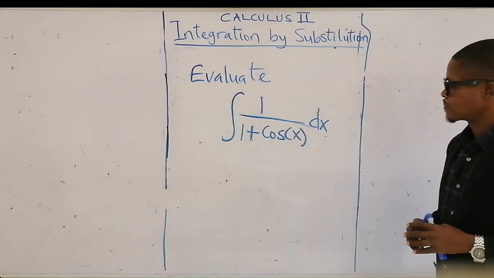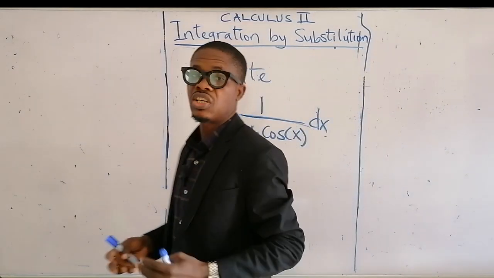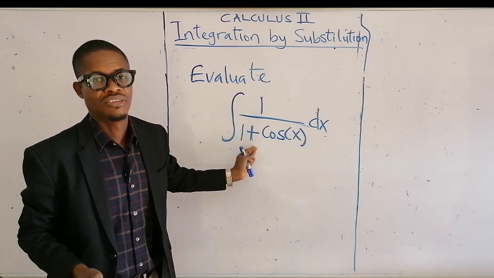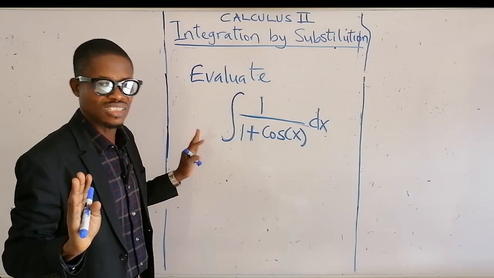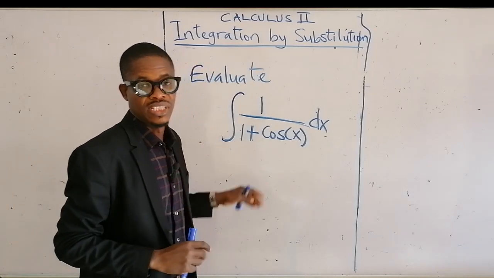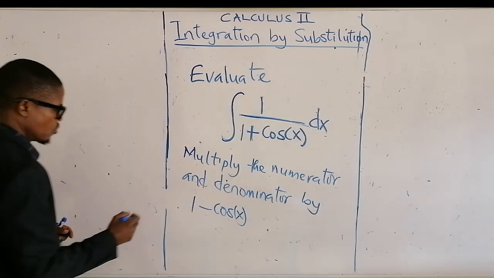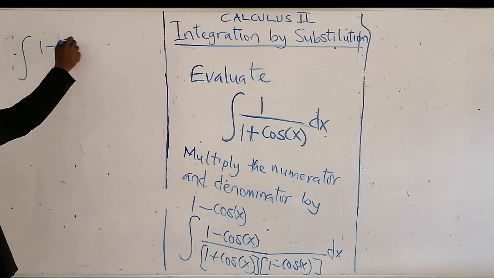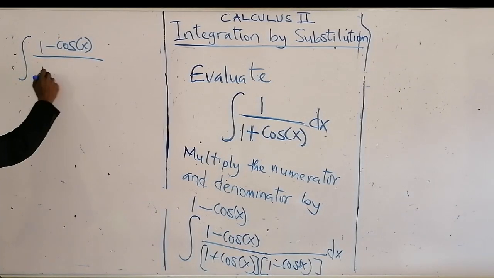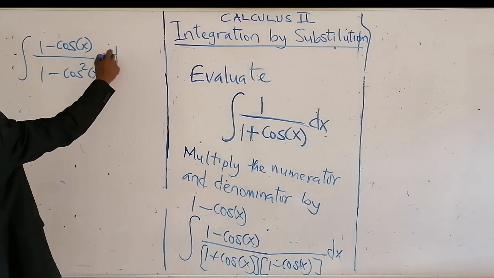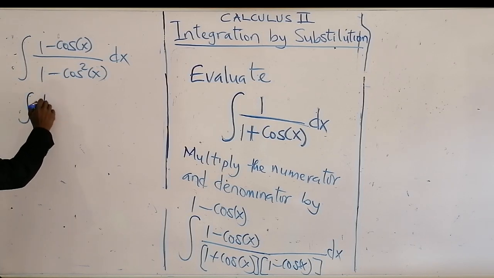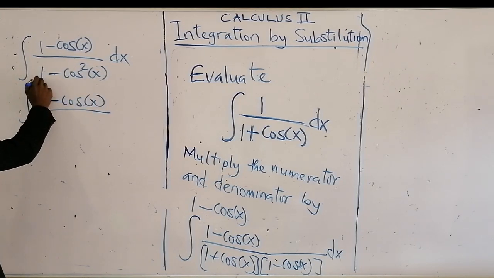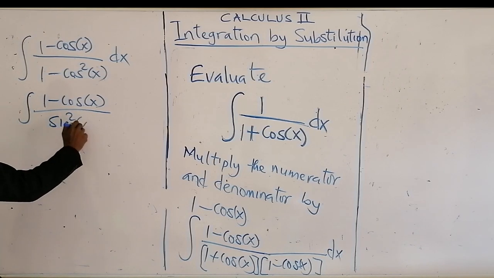There will be a need for a little algebra, and that algebra will be to use the conjugate of the denominator to multiply both the numerator and denominator. That's just a simple way to go for this question. So we now have 1 minus cos x all over 1 minus cos squared x dx. Then we begin to use our identity. So this will be equal to 1 minus cos x all over sine squared x.